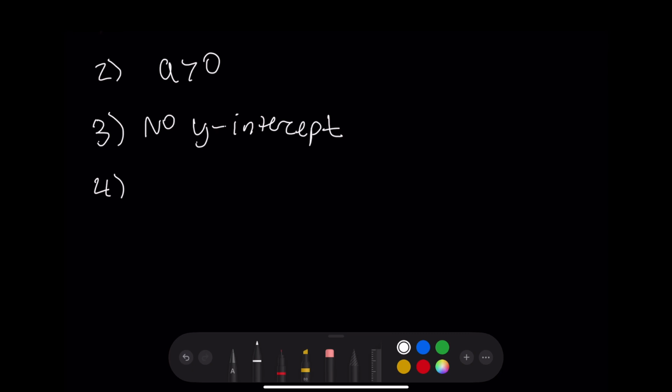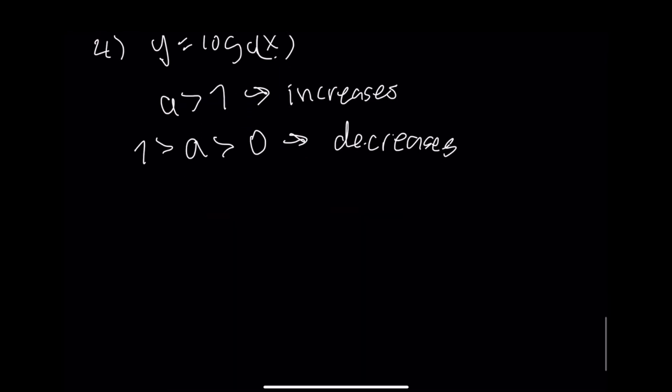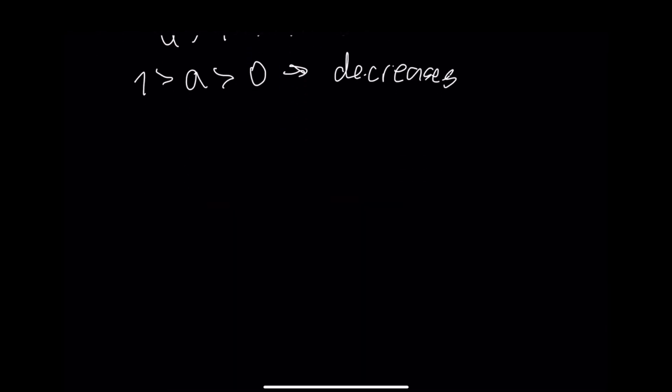The fourth property of logarithmic functions is that your function is going to be increasing when a is greater than 1, so it increases. And then, same thing, when a is sandwiched in between 1 and 0, it decreases. It's the same thing, it can't be 0.